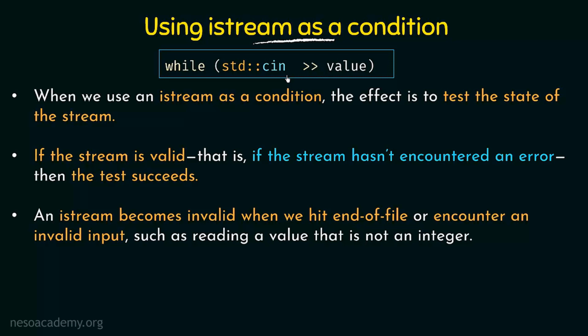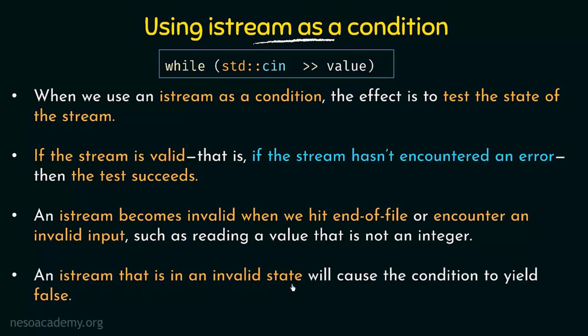So if this cin is encountering an end of file value, or if it is encountering an invalid input. So what is invalid input here? We saw that value was an integer. So if we enter a value which is not an integer, then it becomes an invalid value. So at that time, this will become false. So an istream that is in an invalid state will cause the condition to yield false. So that is what we just said.